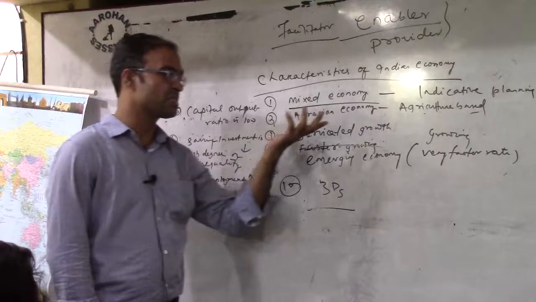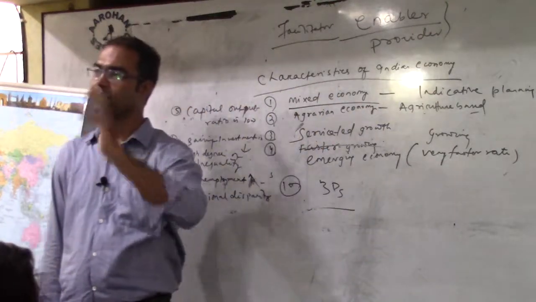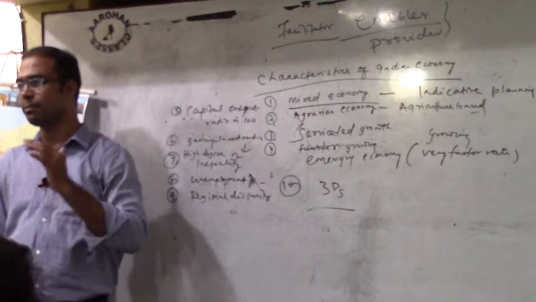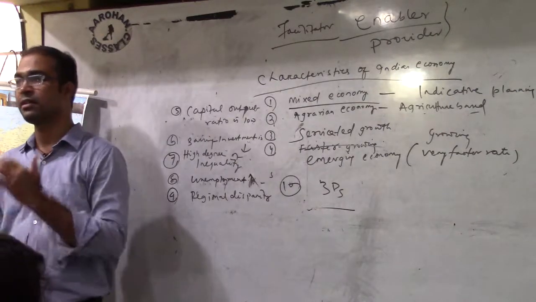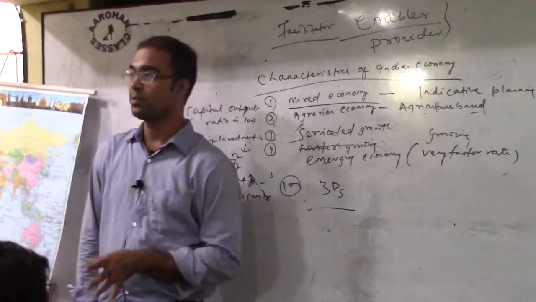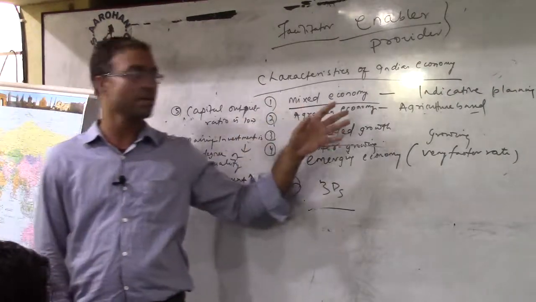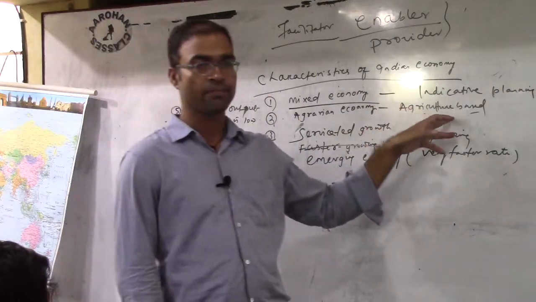Earlier it was 58, 60, 70% of people. It has come down recently, the percentage is decreasing, but still it is 50%. On average 50% of the population depend on agriculture. That's why it is called an agrarian society. This is based on the employment.